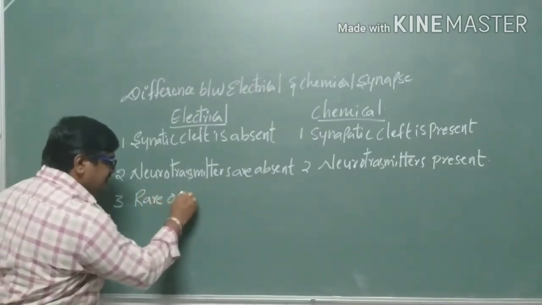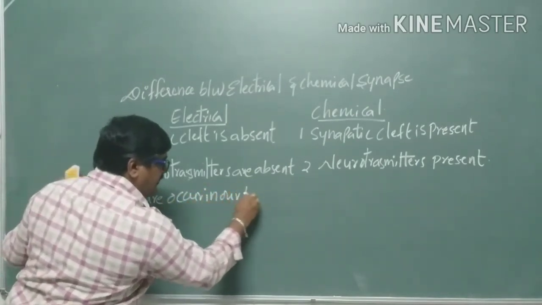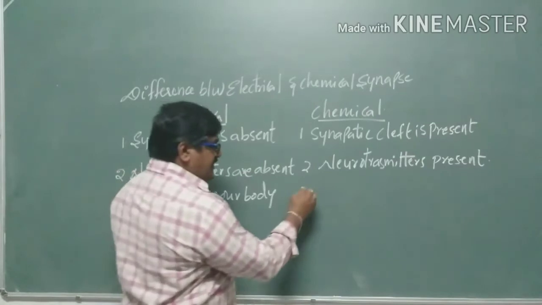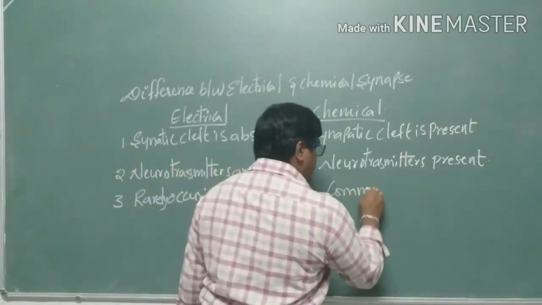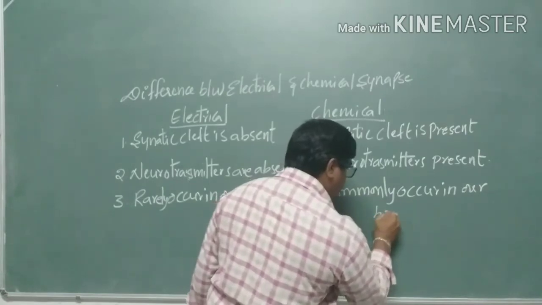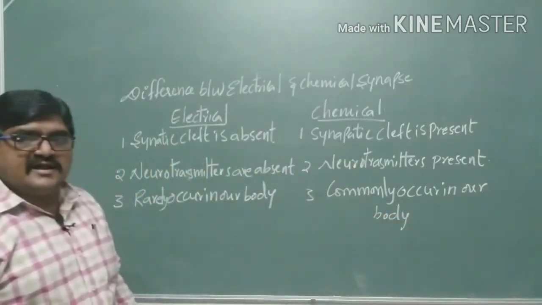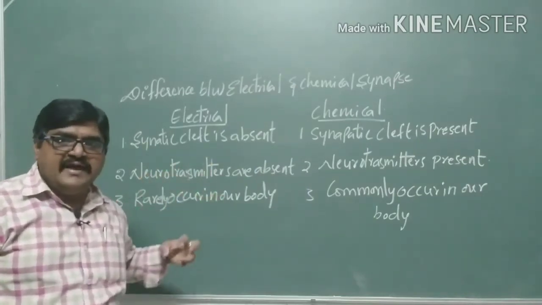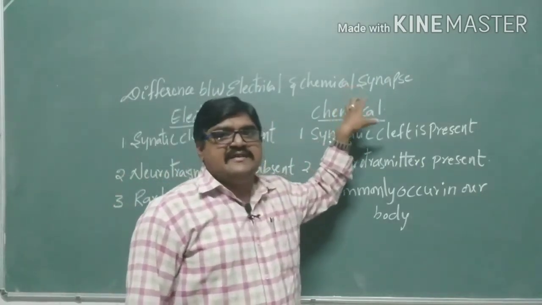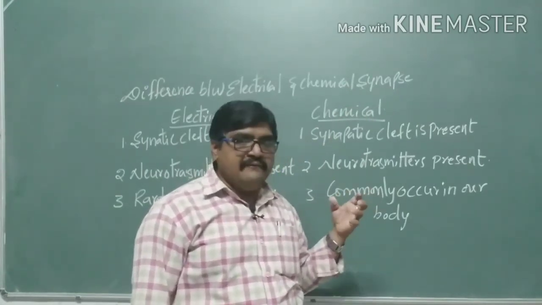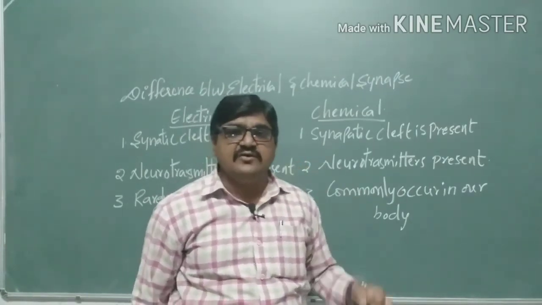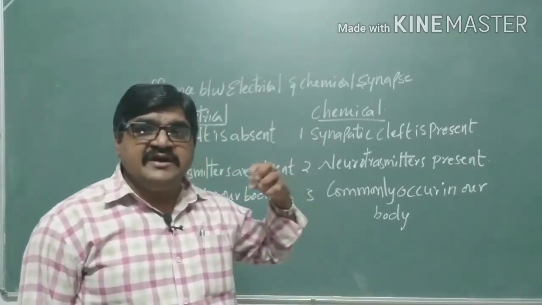The electrical synapse occurs rarely in our body, while the chemical synapse occurs commonly in our body. So the electrical synapse is rarely present in our body. It is a very quick transmission. But the chemical synapse takes place commonly, and it is commonly present in our body. Why? Because through chemical synapses only, the information is passed from one neuron to another neuron. So it is commonly present in our body.